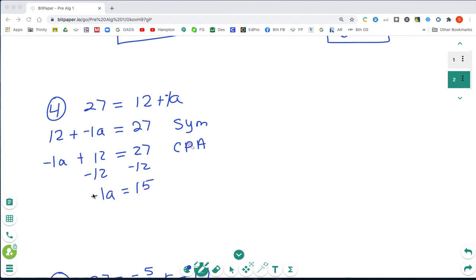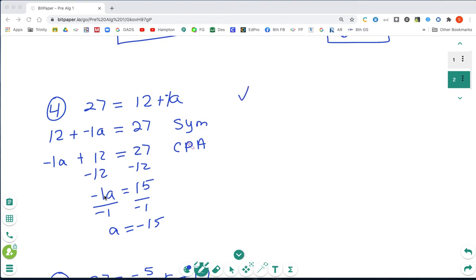What math operation is the negative 1 and the A doing? They're multiplying. The opposite of multiplying is division. We're going to divide both sides by negative 1, brother-sister rule, and we're going to get A is equal to negative 15.